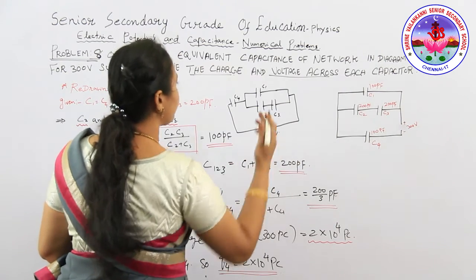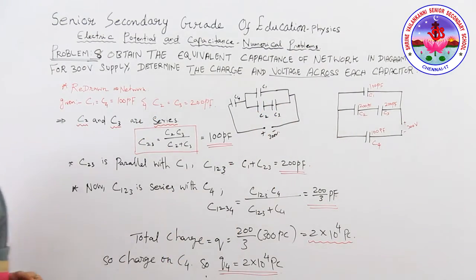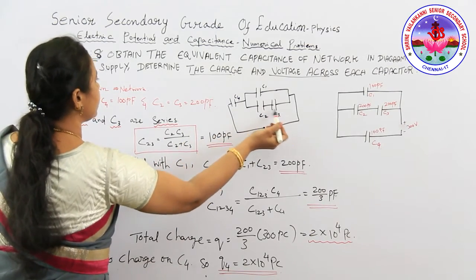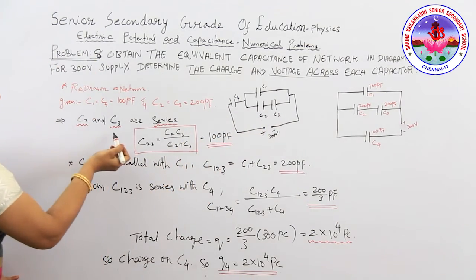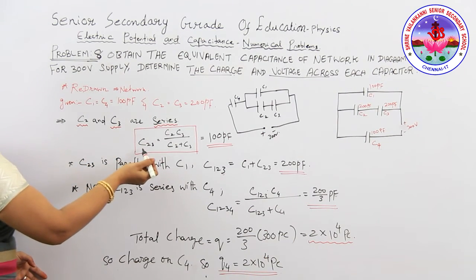So when we redraw it for your arrangements, it will be easy. The values are all the same, right? Now, from the diagram, you may understand that first we can achieve this in the series way. C2 and C3 are in series, so we have taken the equivalent value C23.